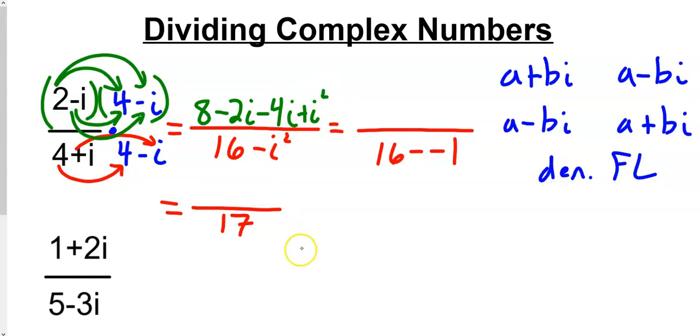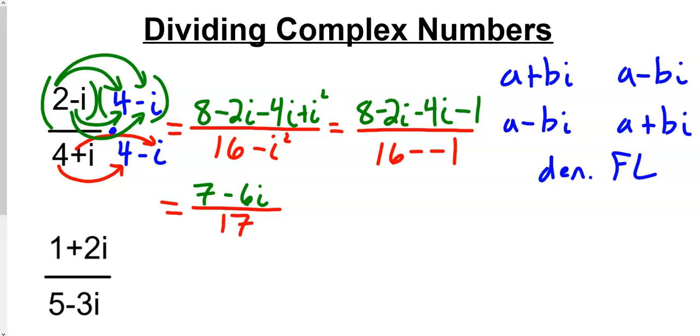So then converting the i squared, that gives you 8 minus 2i minus 4i minus 1, because i squared is negative 1. And then you just put your like terms together. So 8 minus 1 is 7, and negative 2i and a negative 4i is negative 6i. And of course you'd see if there's any reducing there, but there's not. So that right there, (7 minus 6i) over 17 is your final answer.